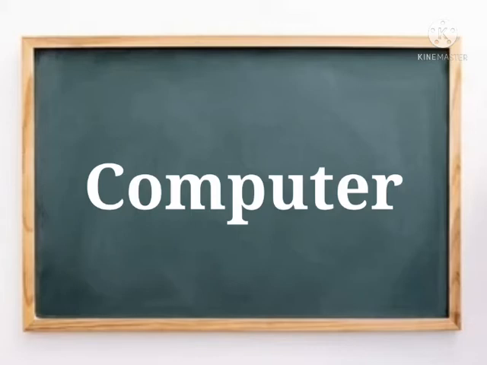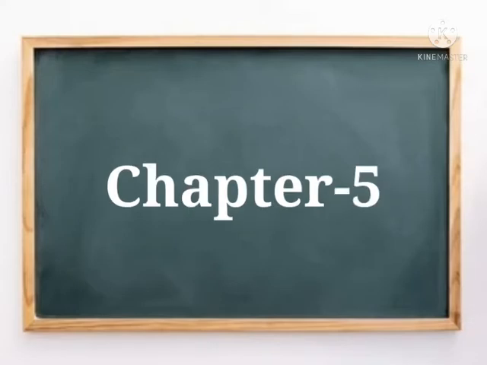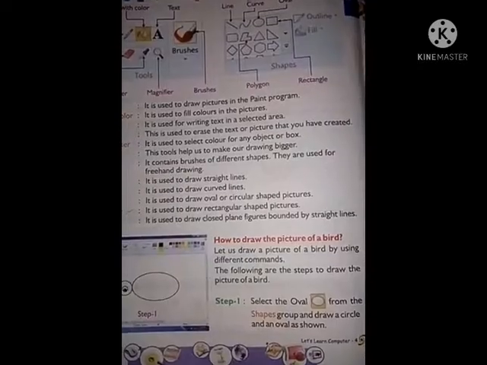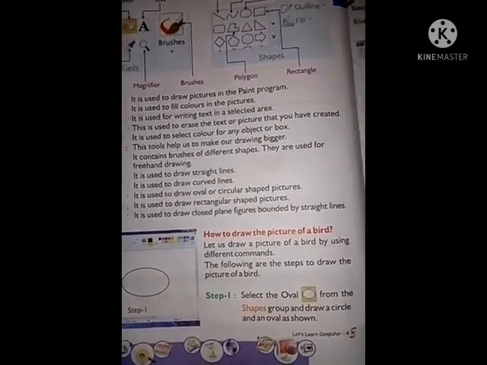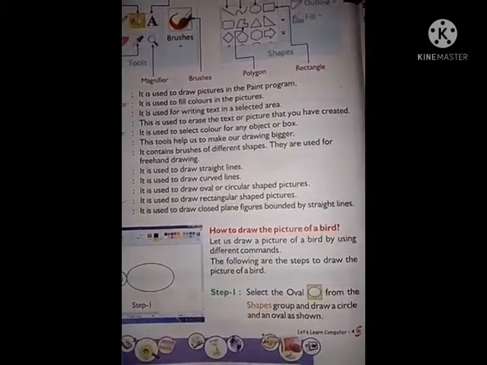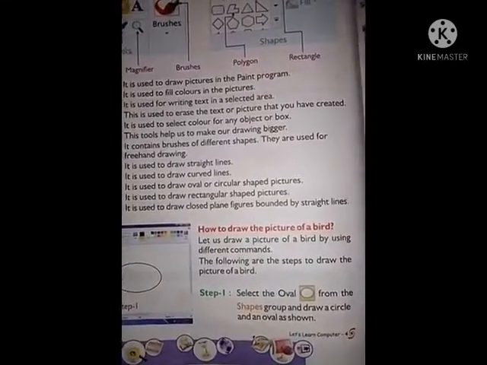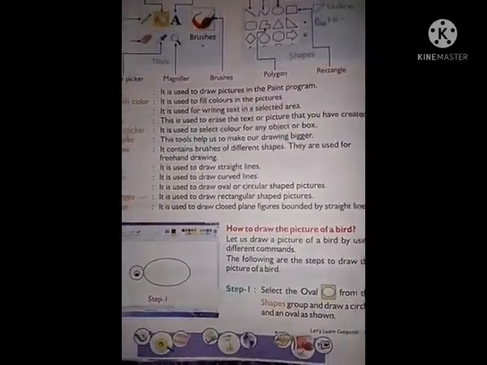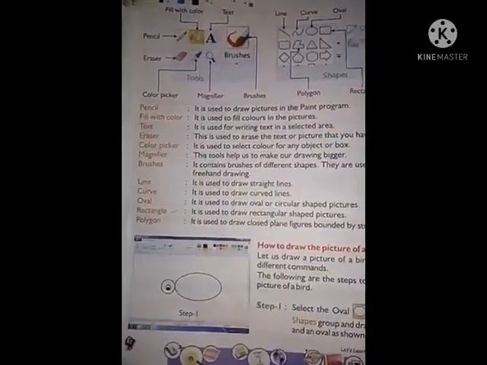We were studying the 5th chapter from your computer book, right? The chapter name is Fun with Paint. We have discussed some topics in our previous class, right? So today let's continue the chapter and study the rest of the topics. All of you open your books, page number 42.